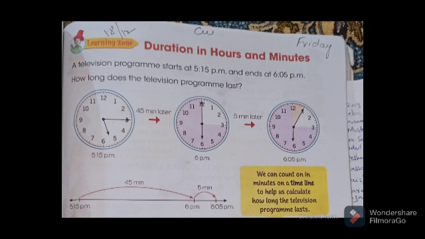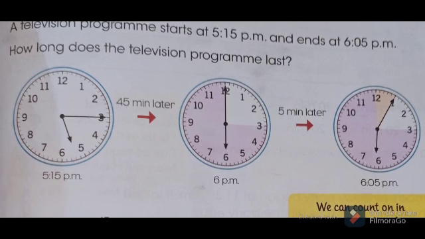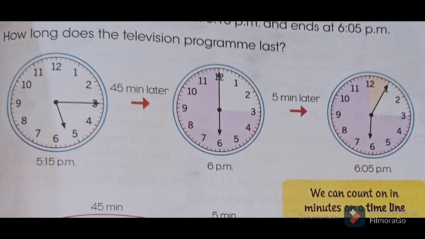A television program starts at 5:15 p.m. and ends at 6:05 p.m. How long does the television program last? Dear students, with the help of these clocks, we can calculate the duration of this program.